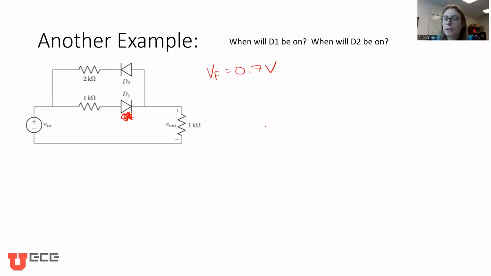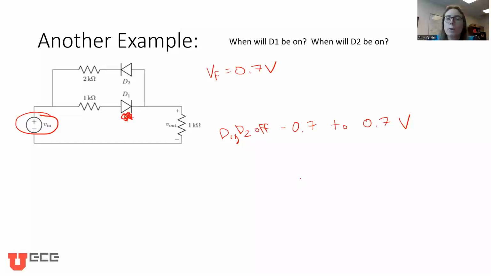So that means to turn them on, I'm going to expect that this has to be at least plus or minus 0.7 volts. If it's less than that, there's just not enough oomph. The diode won't let current flow. So I've eliminated the range of negative 0.7 to 0.7 volts. So both of these are off.